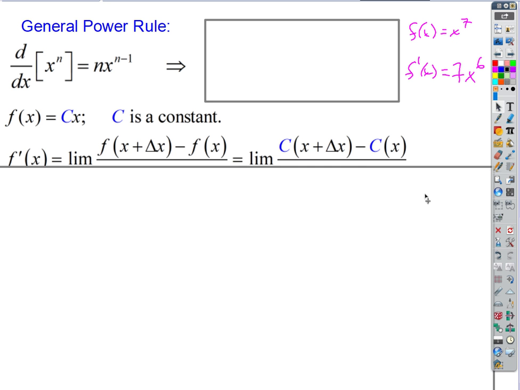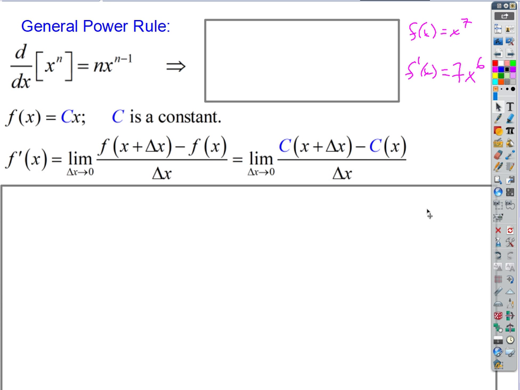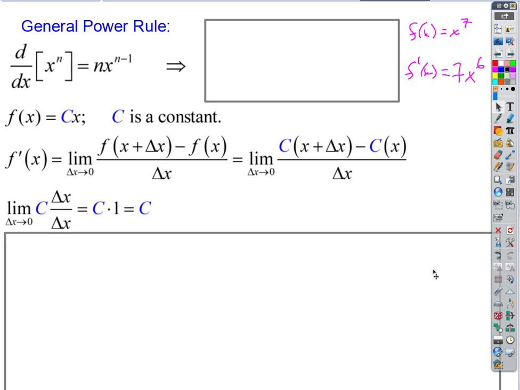Look what happens if we do the math here, right? If we take the derivative, right? So we start with our limit of the difference quotient, as delta x goes to 0. F of x plus delta x would just be c times the quantity x plus delta x minus c times x. And if I distribute the c, everybody agree, the cx's are going to subtract away, I'm just going to get c times delta x over delta x. Delta x's cancel. And I just get my answer equals c times 1.